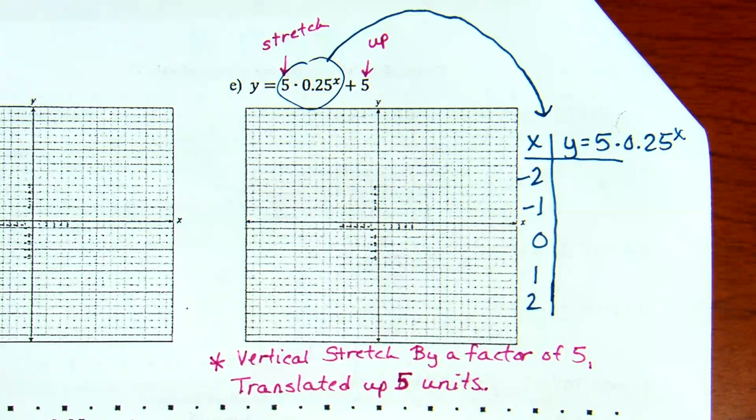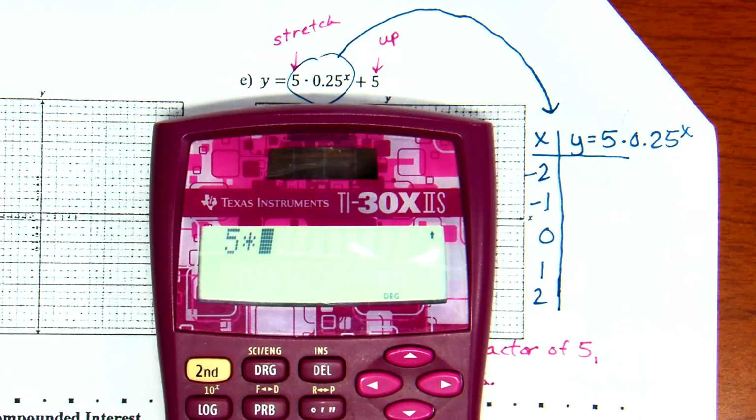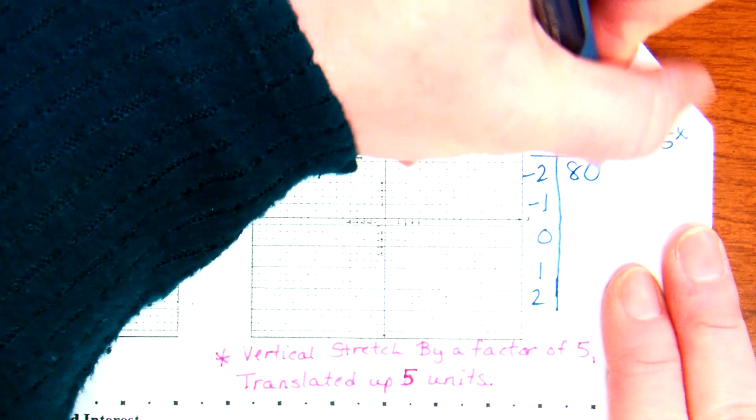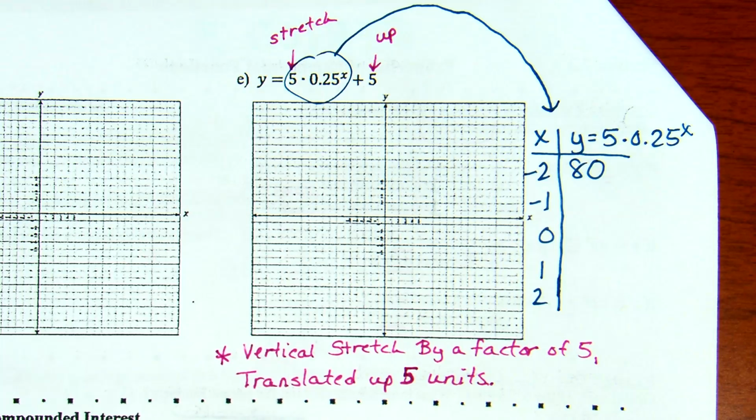5 times 0.25 raised to the -2. You know how to do that? Yes? Not that it's difficult, but the whole point is know how to use the calculator. And yes, we get an answer of 80. We're going to be scaling this graph a little bit. Okay, what happens when you put in -1?